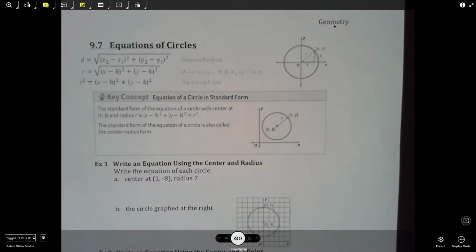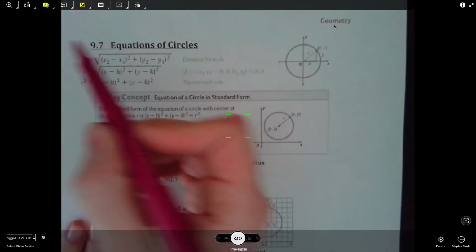Geometry. This is section 9.7. We start to get into equations of circles here. And we've been talking about circles all along, but we've been doing tangent lines and secant lines, and now we're actually talking about the equation itself of a circle. The distance formula is listed here to start with.